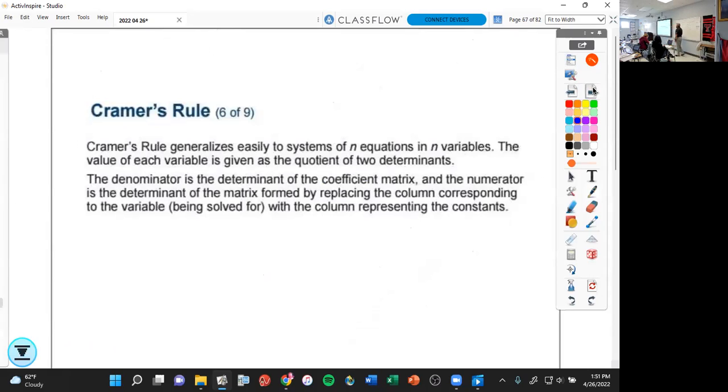Cramer's rule generalizes easily to systems of n equations and n variables. So I could use Cramer's rule to solve a system of 12 equations and 12 unknowns. Could you imagine doing substitution or elimination with 12 equations and 12 unknowns? The denominator is the determinant of the coefficient matrix. The numerator is the determinant of the matrix formed by replacing the column corresponding to the variable with the column representing the constants. And that's what I've been saying over and over again.